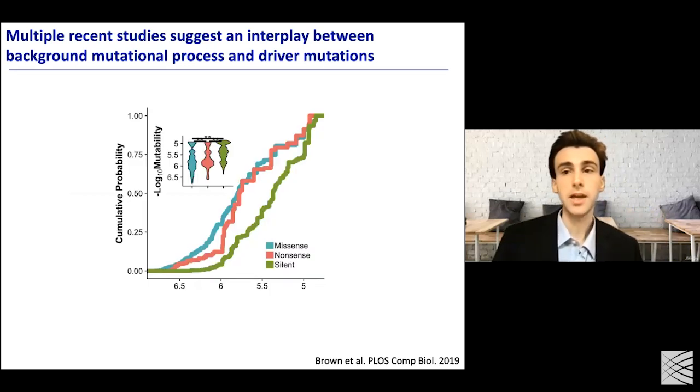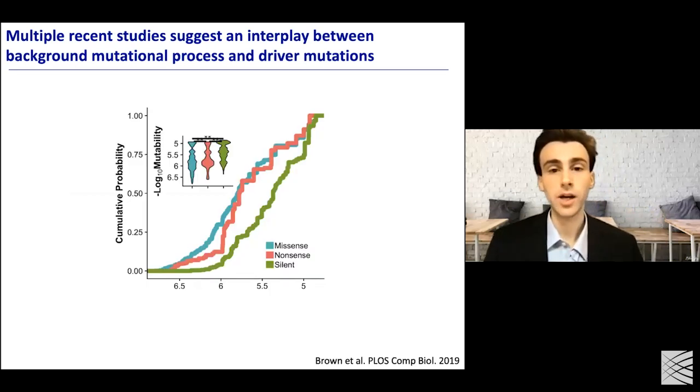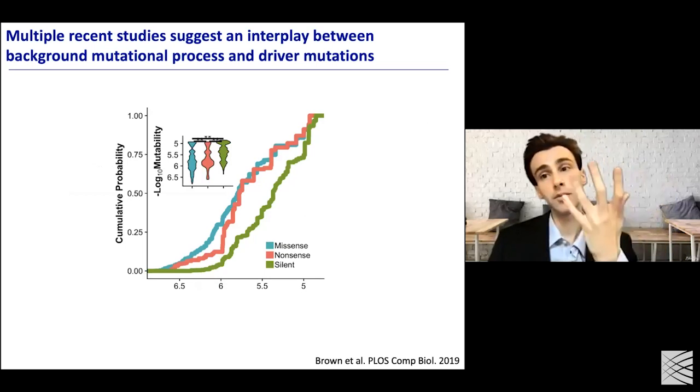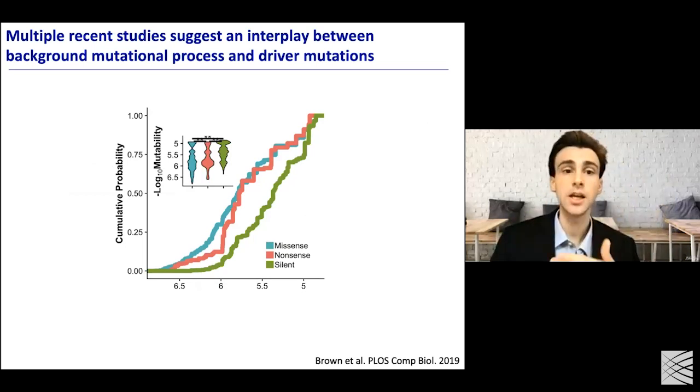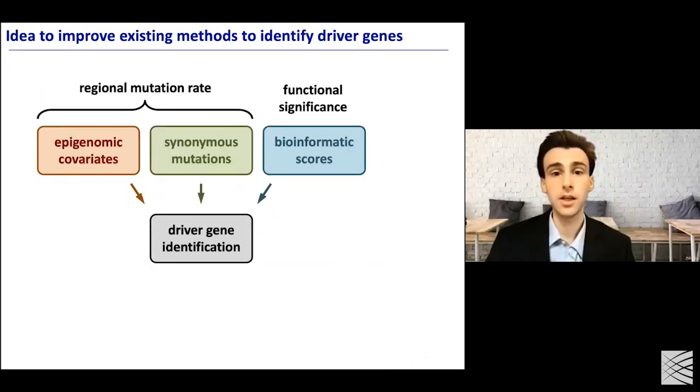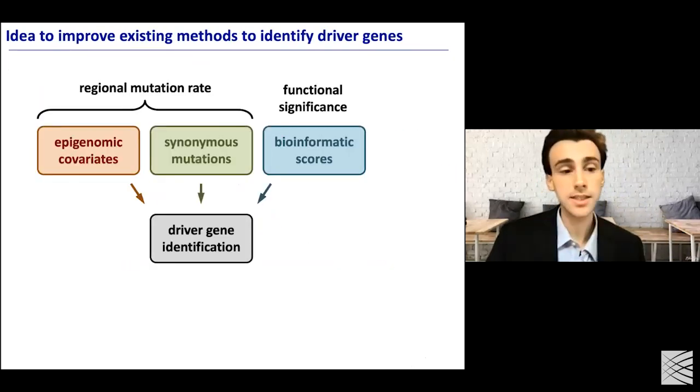I'll mention one of those papers, where they compared missense mutations, nonsense mutations, and silent mutations, the latter being by definition always passenger mutations. They found that the cumulative probability of the non-silent mutations differed significantly from silent mutations. The signal is obviously not very strong, but it gives you an additional power boost if you combine it with the mutational excess criterion that I just talked about. So that was basically the incentive for our method.